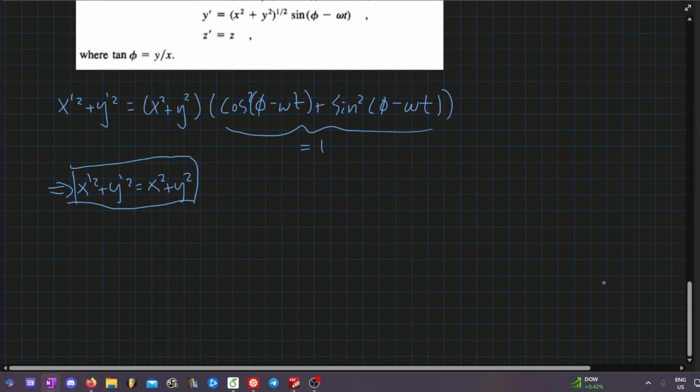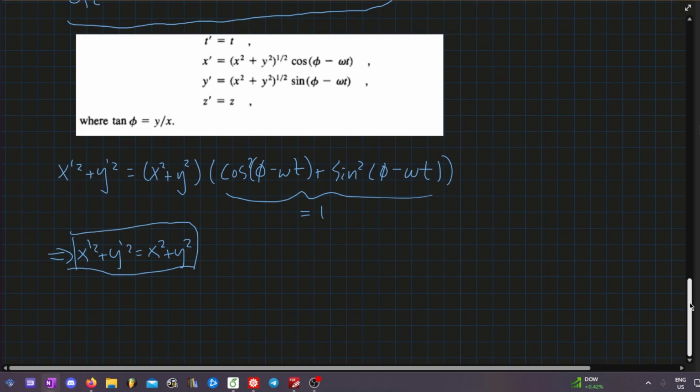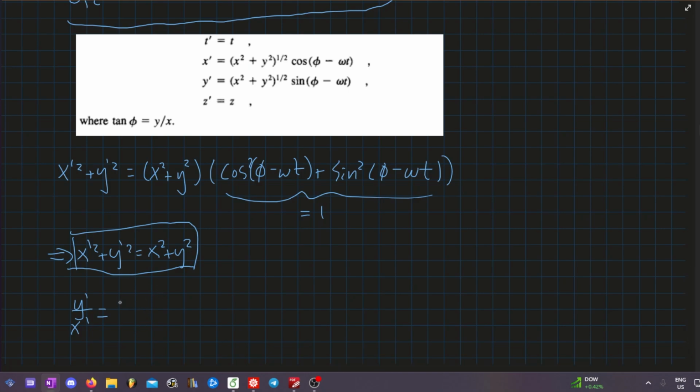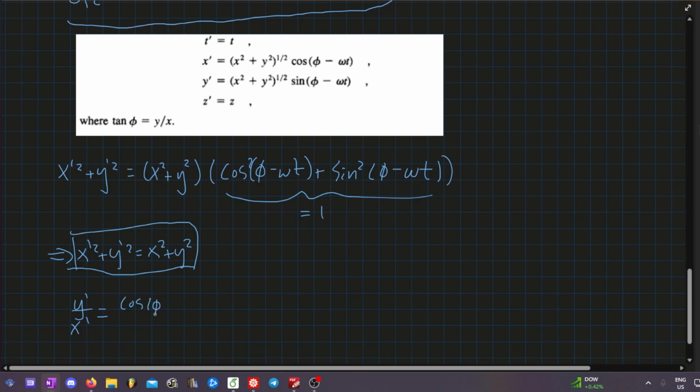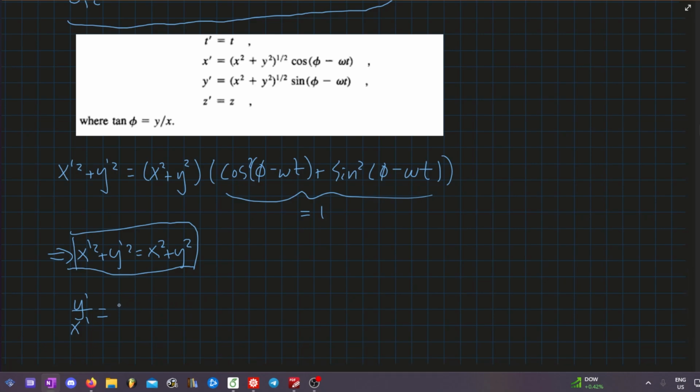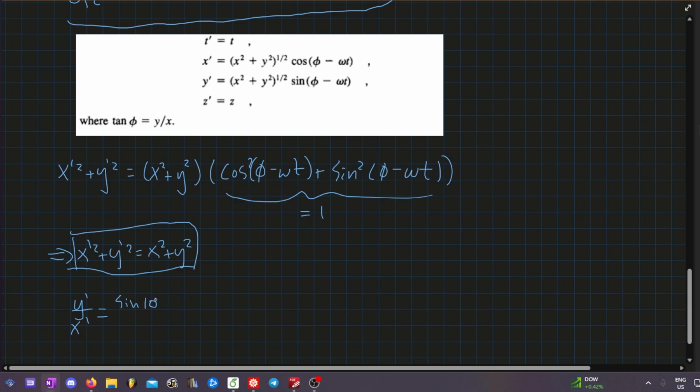Okay, now we consider another combination. Let's think about y prime divided by x prime. So right away, the square root terms are going to cancel out, and we're just going to get sine of phi minus omega t divided by cos of phi minus omega t, which is just tan of phi minus omega t.